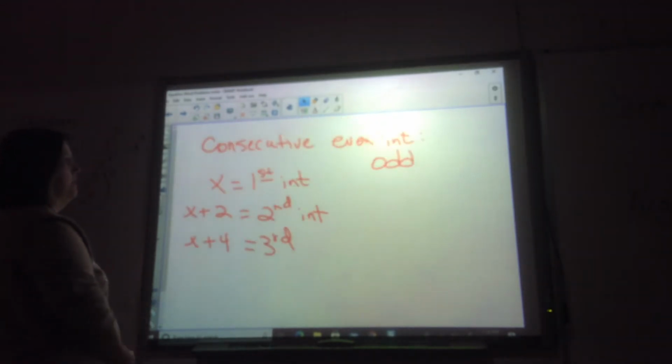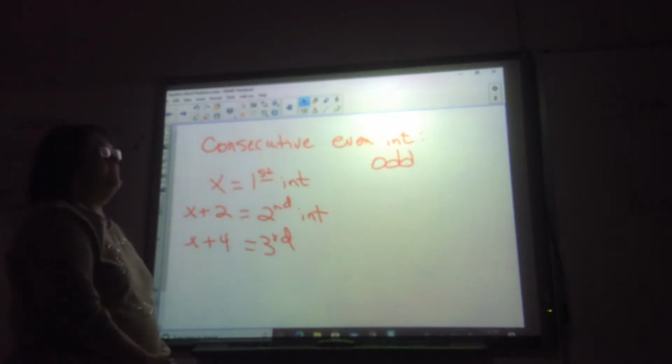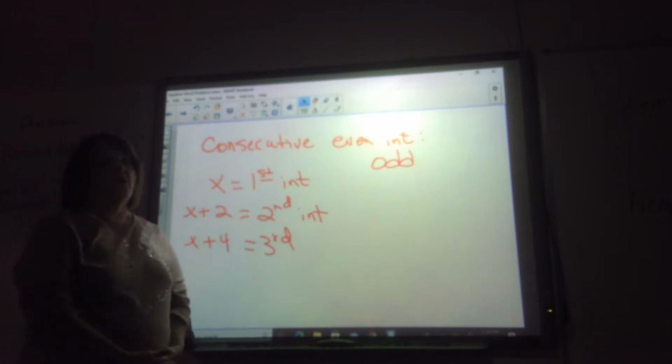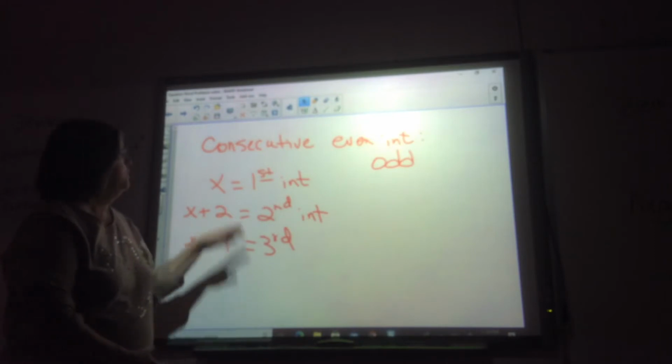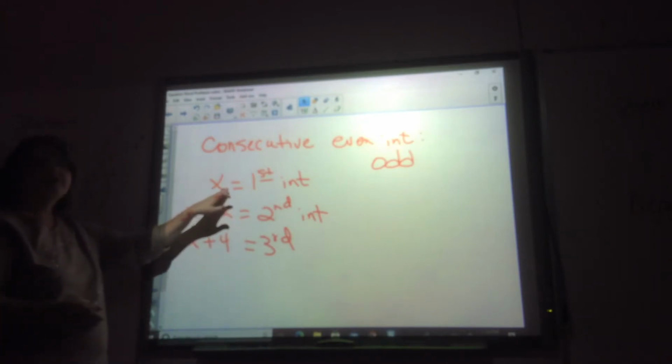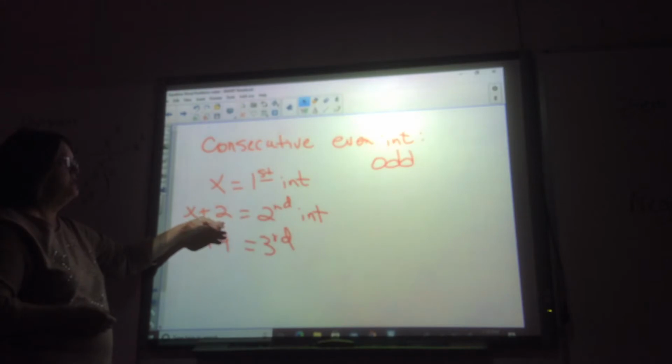All right, now, consecutive even integers. The next problem deals with that. Even integers are 2 apart. So 2 is even. 4, 6, 8, 10, 12, they're 2 numbers apart. So when we put those down, we start with x as our first integer, then we add 2. So x plus 2, x plus 4.